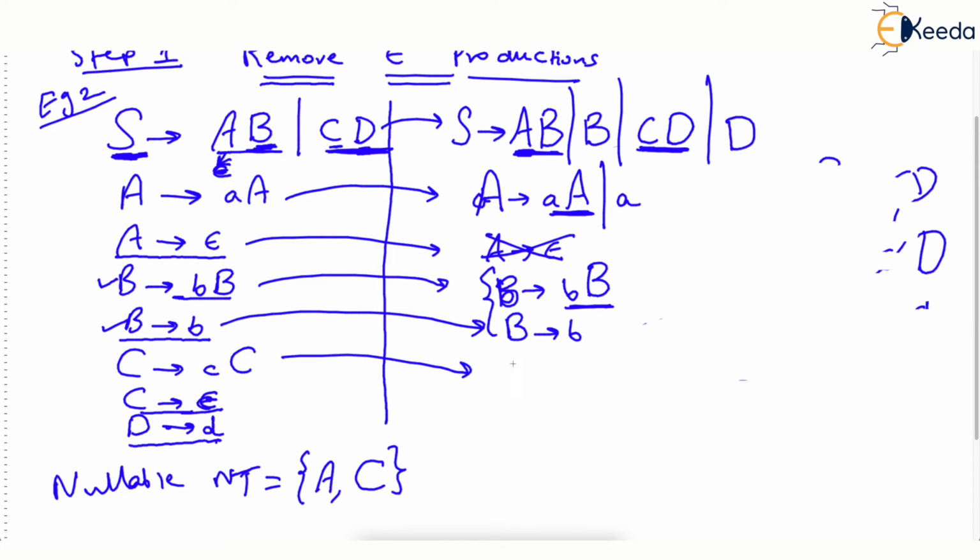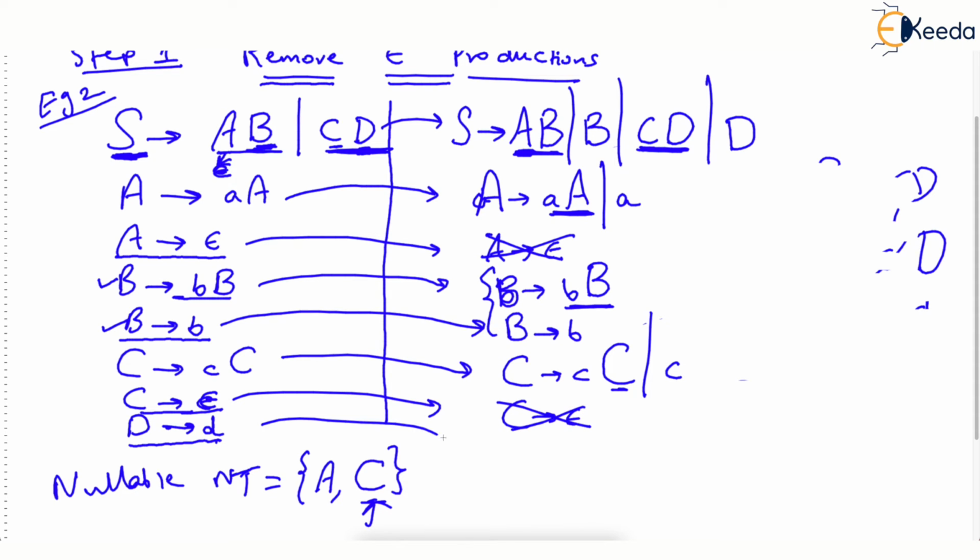What about this? C derives small c, capital C. But you observe C is nullable. Yes, C is nullable as you see. So you can write this without capital C. And now you can remove this C derives epsilon. What remains is D derives small d. Just check. This is the simplified grammar. This is the simplified grammar which does not have any epsilon productions.